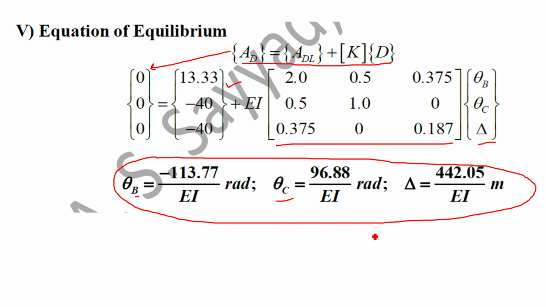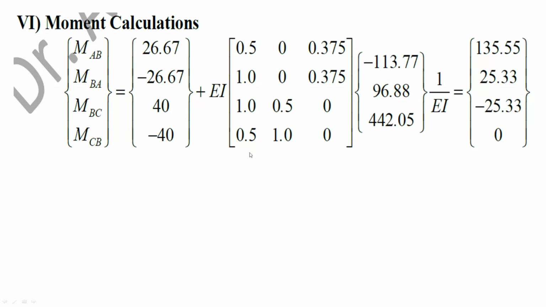Once you find these kinematic unknowns, the last step is to find the moments, because if the problem statement is to analyze the frame, you have to plot the bending moment diagram. So we have to find the moments finally. We know that moments are calculated using the equation AM equal to AML plus AMD into D, which we have already used many times for beams, where AM stands for the vector of unknown moments. The unknown moments in the given frame are MAB, MBA, MBC, and MCB.